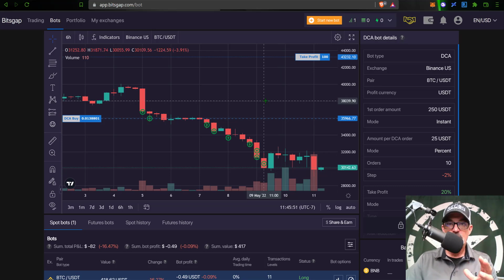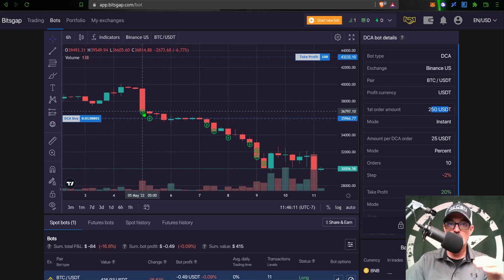Alright, so let's get into the weeds on how this bot is actually operating. And you can see back here on May 5th, when I deployed this particular DCA bot, it made a one-time purchase of 250 USDT worth of Bitcoin. Now, that was my initial investment.